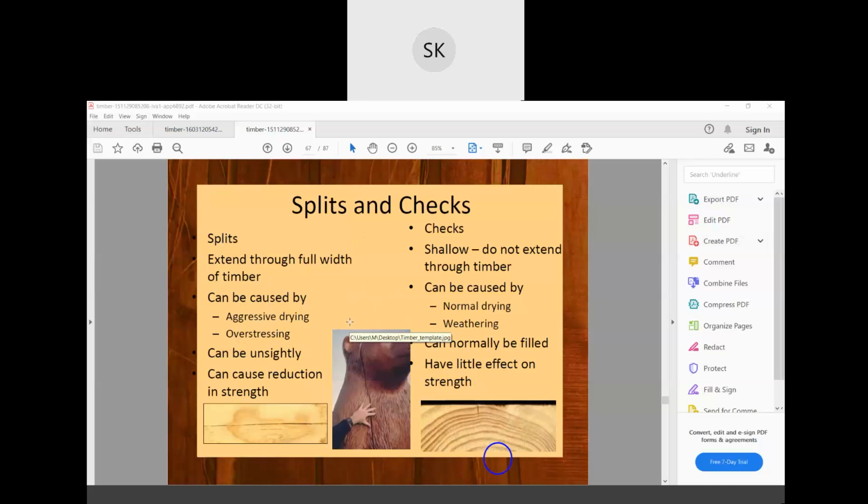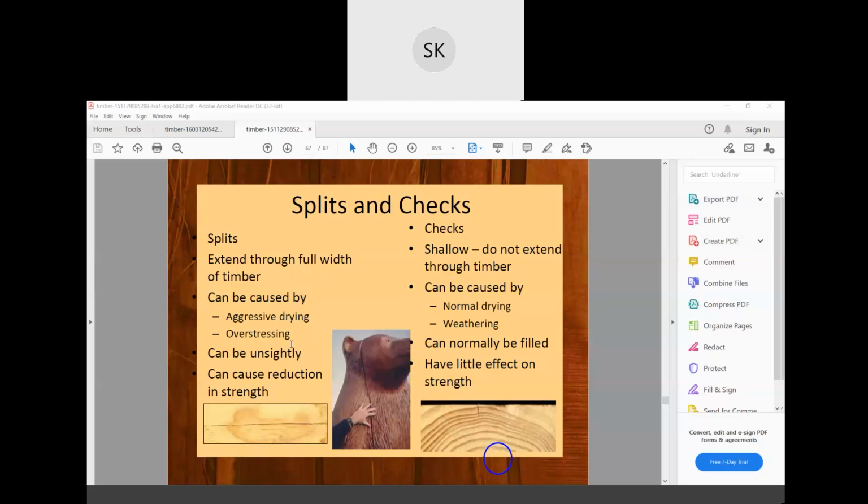Then check. Now there is a difference between splits and check. This is the split and this is the check. A split extends through the full width of timber, generally the whole width, but the check is shallow. It does not extend through the timber.